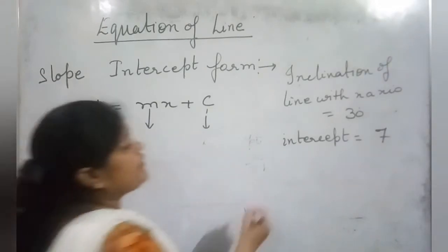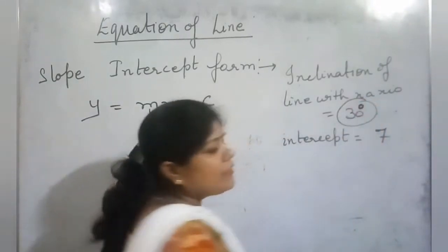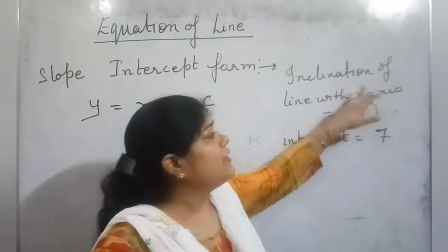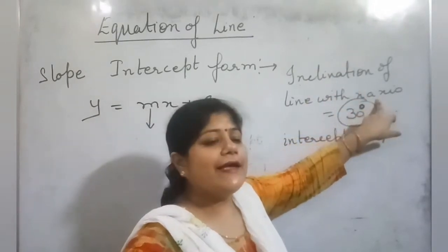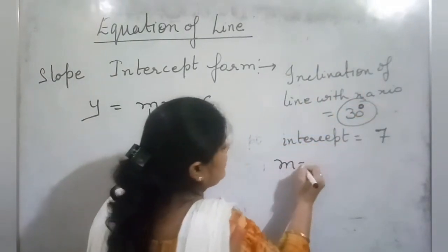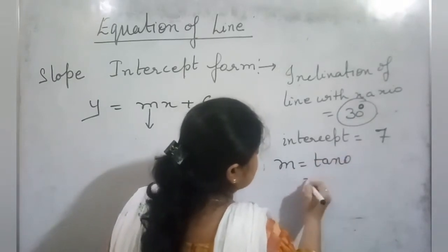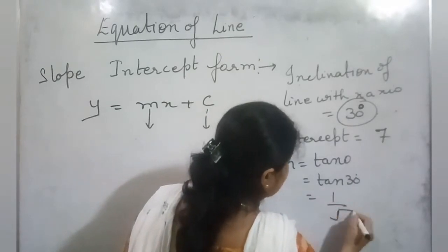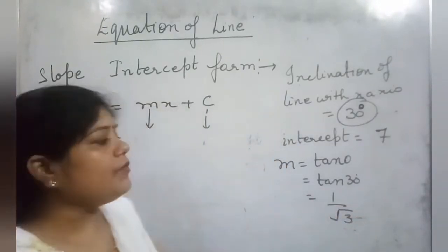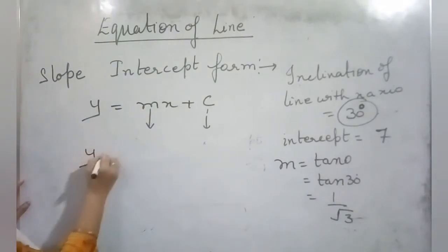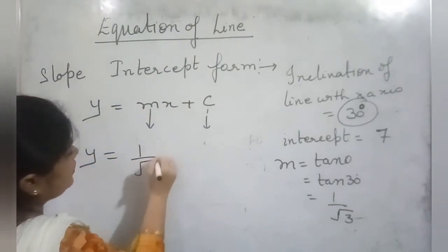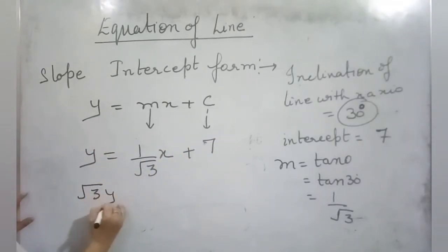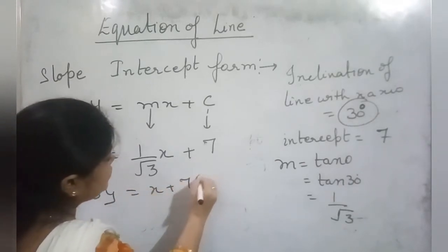In this case, when an angle is given to you, firstly observe whether it is the inclination with the x-axis or the y-axis. Now it is given that the inclination is with the x-axis, so use the formula m is equal to tan theta, which is equal to tan 30 degrees, and ultimately we get the answer 1 by root 3. So this is our slope. Now again put these values into the equation. We get y equals 1 upon under root 3 x plus 7. After multiplying it, we get under root 3 y is equal to x plus 7 under root 3.